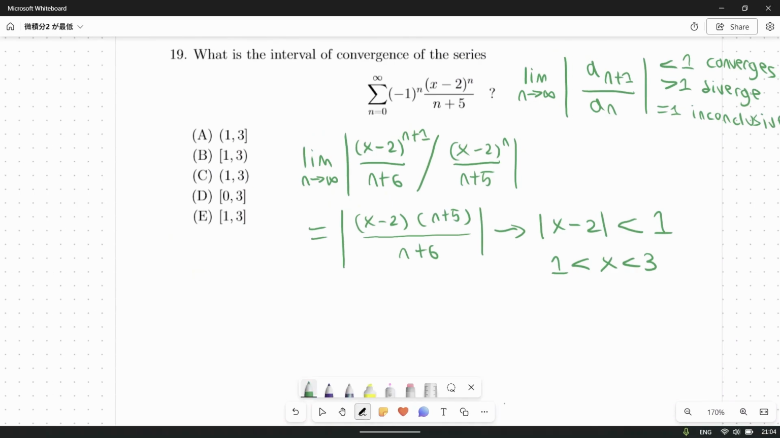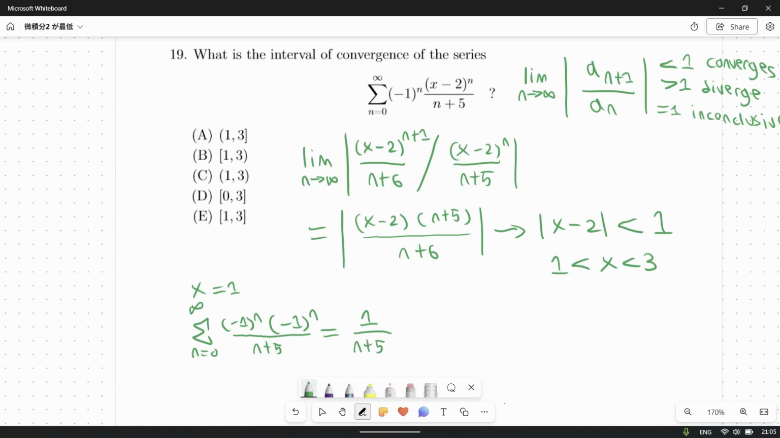back into the original series. So let's just say x is equal to 1. You end up with a series that looks like the sum from n equals 0 to infinity of -1 to the n times 1 minus 2 to the nth, which just simplifies to -1 to the nth power over n plus 5. And then you end up with 1 over n plus 5.